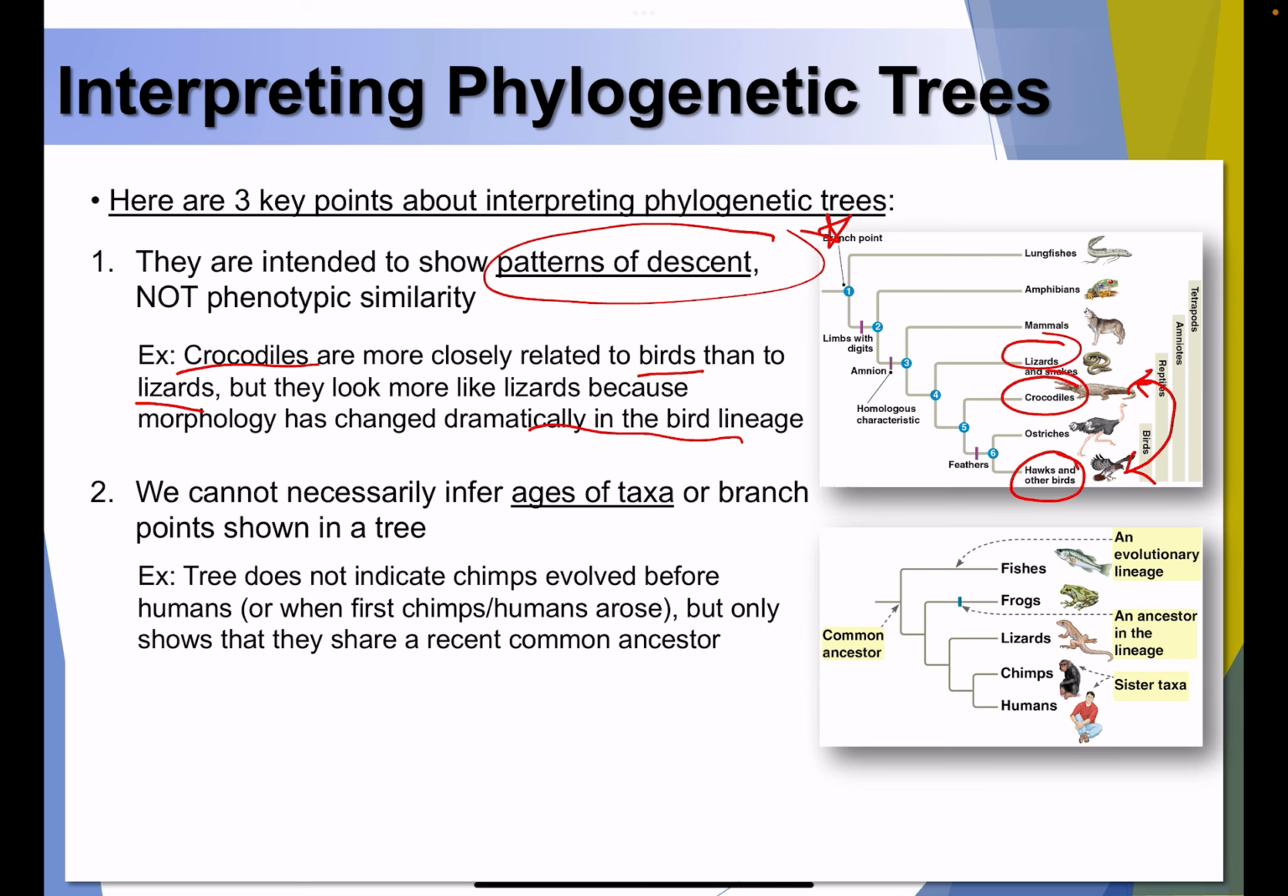All right. So the second thing is that we cannot necessarily infer ages of taxa or branch points shown in a tree. So what do I mean by that?